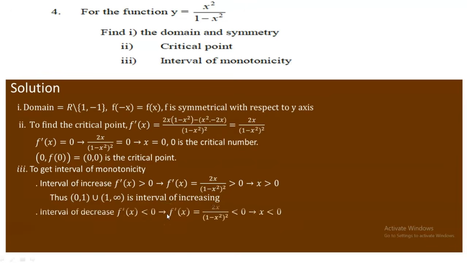The graph is increasing, and the function gets decreased when the first derivative is less than 0, and this is attained when this is less than 0. As I said earlier, the denominator is positive. For this to be negative, necessarily 2x must be less than 0, so dividing by 2, x must be less than 0. Again, you are considering negative values, but minus 1 has to be rejected because it's not part of the domain. So try to write now an interval excluding minus 1, and this is nothing but minus infinity to minus 1, union minus 1 to 0, which is the interval of decreasing.